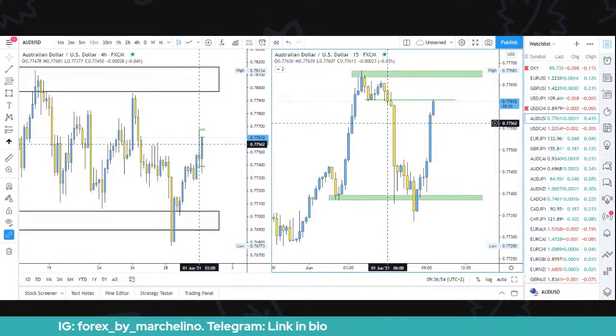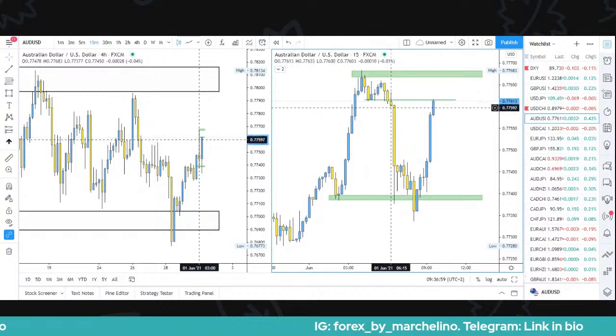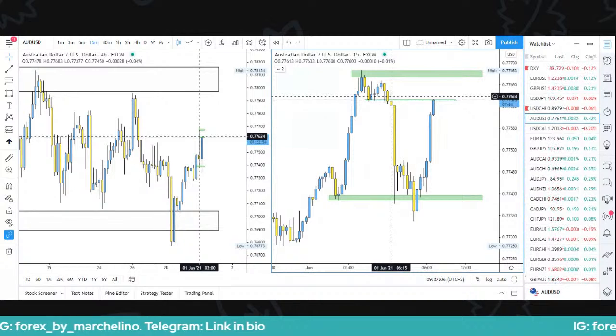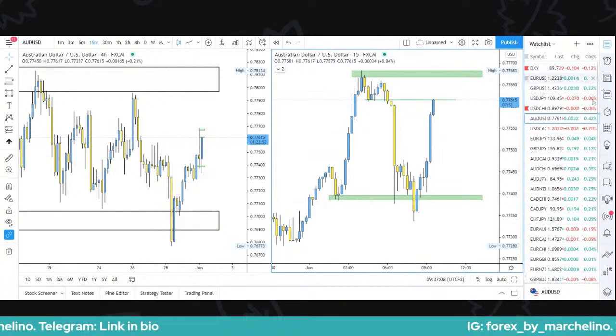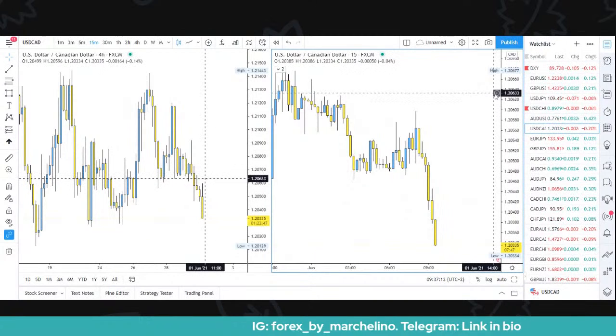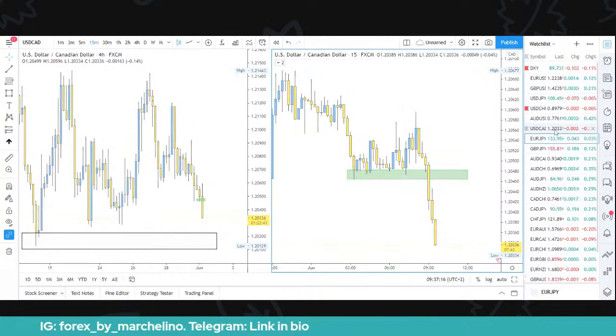This pair disappointed me today. This pair disappointed me real big. Disappointed me, dog. I've never been so disappointed in a pair. And then USD CAD just tumbling out of the sky too.